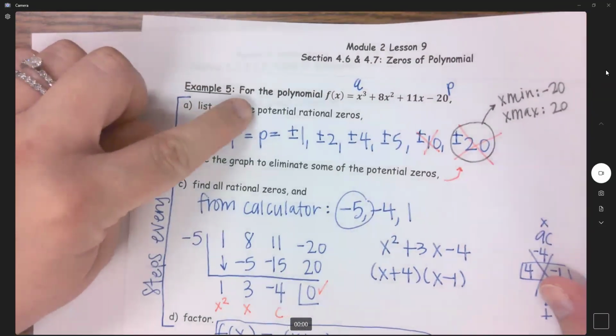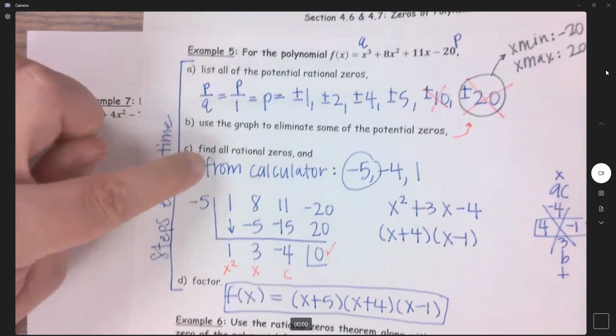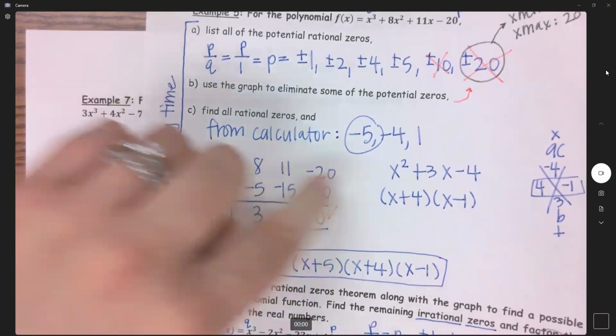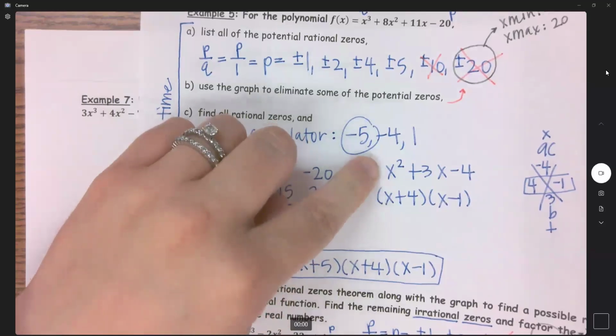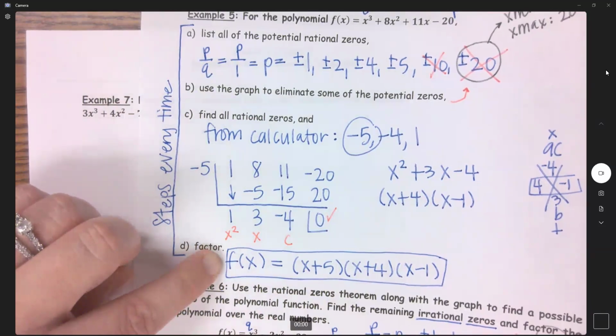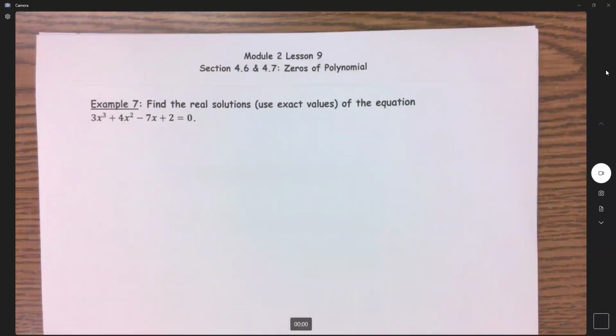We're starting with potential rational zeros. We're going to eliminate some. We'll use our calculator to find some. Then we'll divide it out, deal with the quadratic that we have left, and then this time we're not factoring, we're finding the zeros. Okay, so we're starting with our rational zeros theorem.